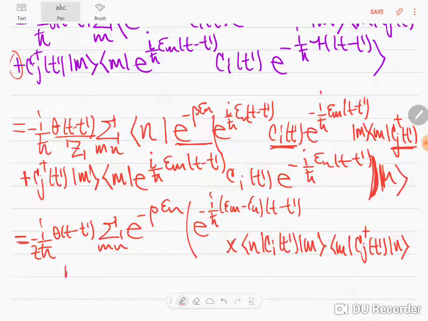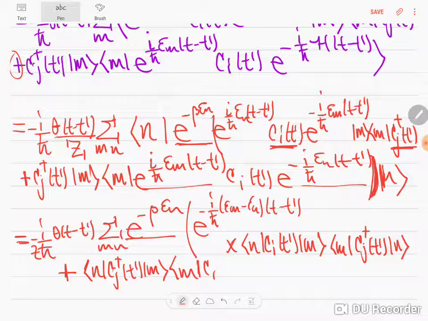Now the second part is, I just add a plus here. Since this is the second term within the parentheses, what does the plus get? Outside the parentheses, we already have the e to the minus beta En, so that's okay. But this will act on this ket. So the first thing that I have here is the bra n, cj dagger of t prime, ket m. What else do I have here? This ci, because this exponential we will take out. So this is the sandwich between m and n of ci of t prime. That's quite clear, I guess.